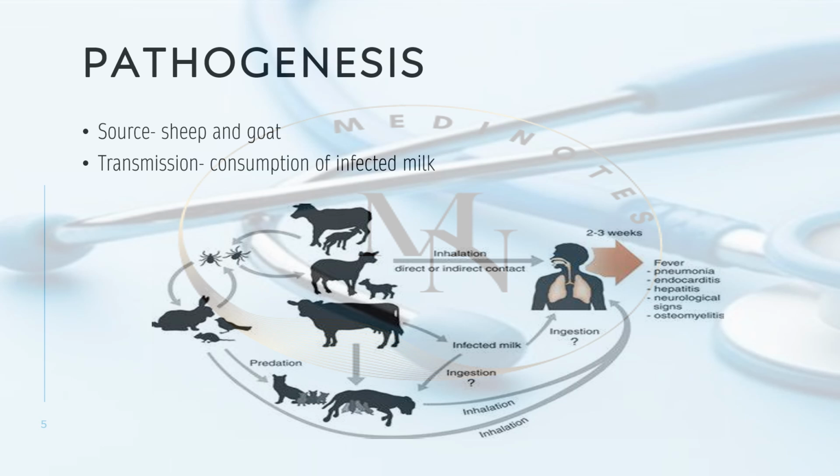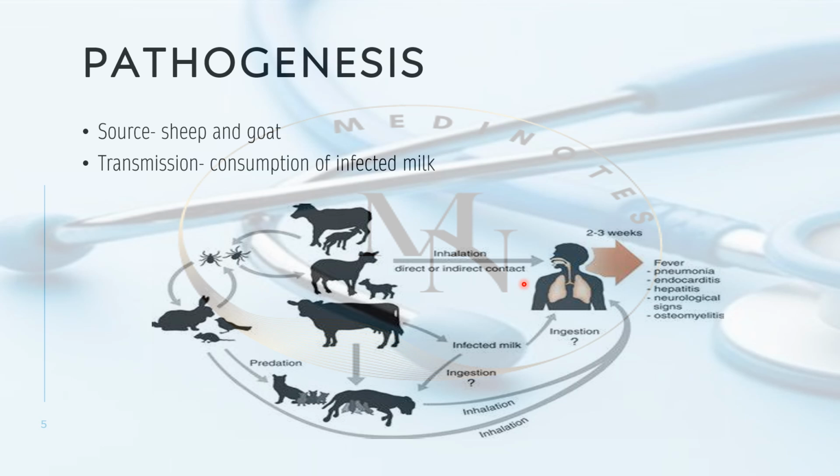When you go to the pathogenesis, the source from which this fever is acquired by human beings is sheep and goat. The direct transmission is by consumption of infected milk, and then we have the indirect cause, that is by inhalation. So the people who are more prone to this, as it is an occupational disease also, might be people who have the occupation of handling wool, hides, meat and other animal products that have contamination with this organism.